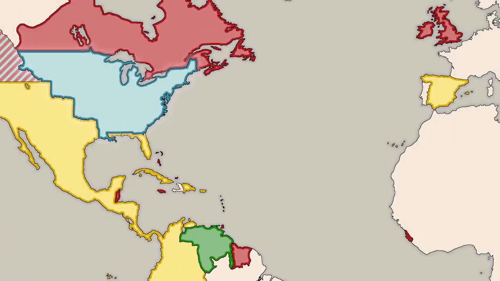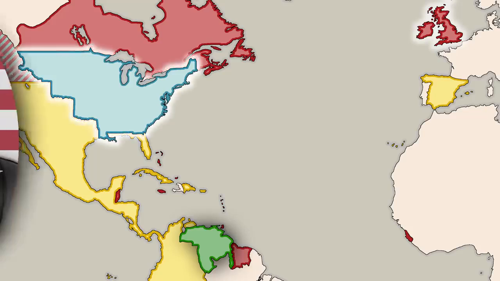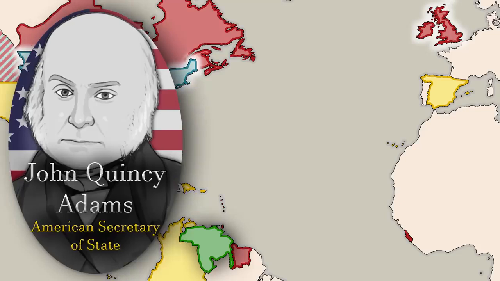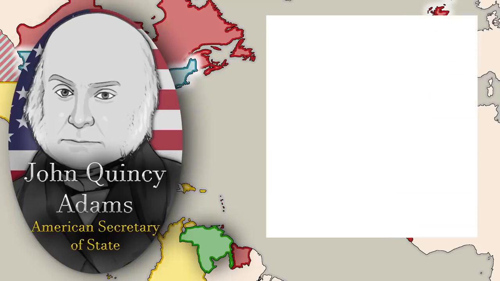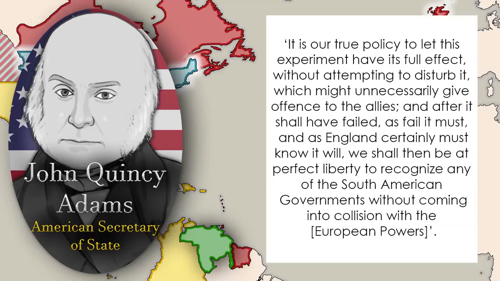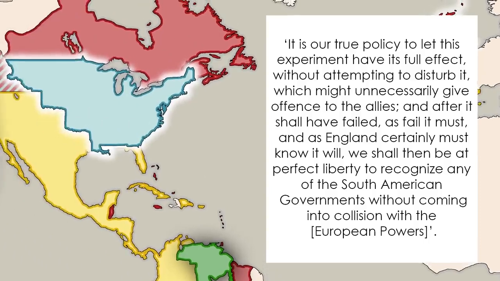By 1818, the obstinacy of Spain meant Britain increasingly leaned towards recognition of the insurgent states, and suggested a joint mediation with Washington. Adams finally understood British policy, and reported to Monroe's cabinet, "It is our true policy to let this experiment have its full effect, without attempting to disturb it, which might unnecessarily give offence to the Allies."